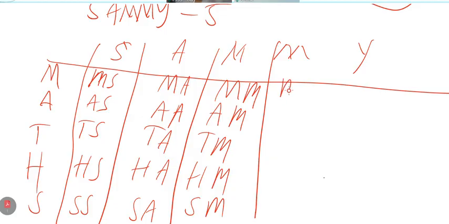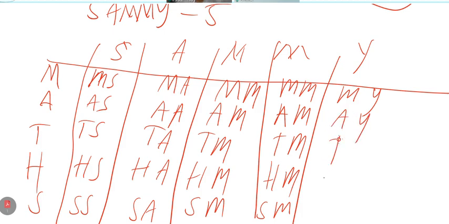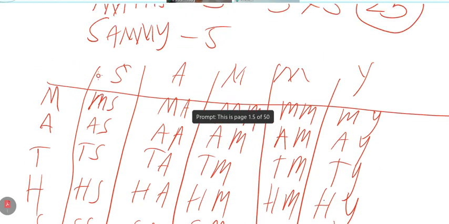Now here we have another M and M, A and M, T and M, now H and M and S and M. Okay, and the last one that we have here is M and Y, A and Y, T and Y, H and Y, and S and Y. Okay, so counting down here, the total comes to 25. So we have a table that shows 25 outcomes.